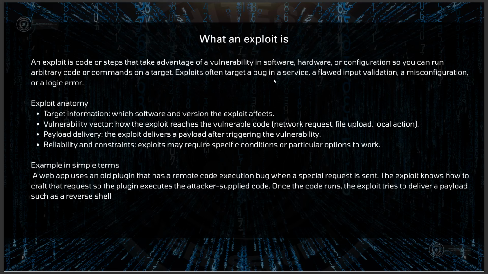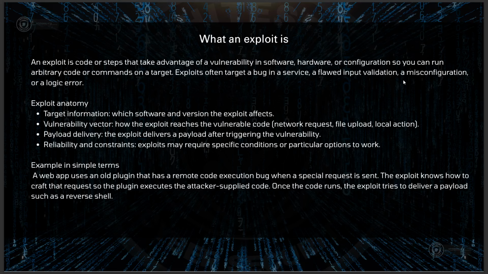Exploits often target a bug in a service, a flawed input validation, a misconfiguration, or a logic error, right? So this is known as an exploit. Basically, exploit is nothing but taking advantage of any bug or any misconfiguration, right? Now exploit anatomy. See, target information: which software and version the exploit affects. Now assume that you perform an Nmap scan on one IP and you see an Apache version there, which is outdated.